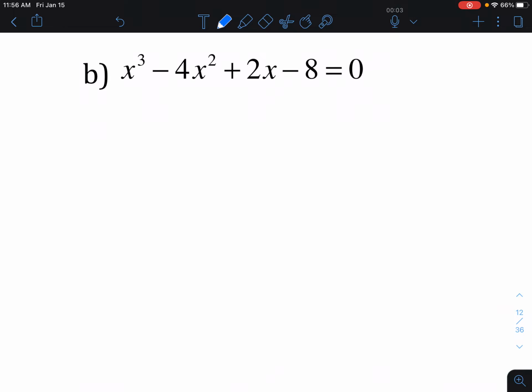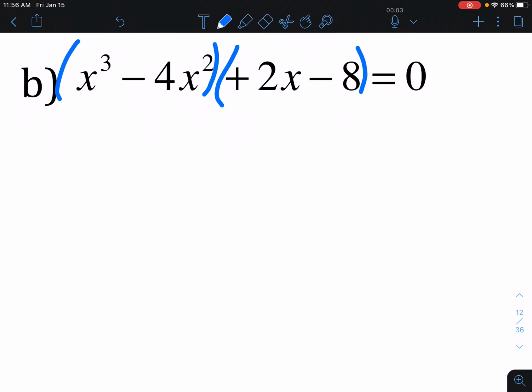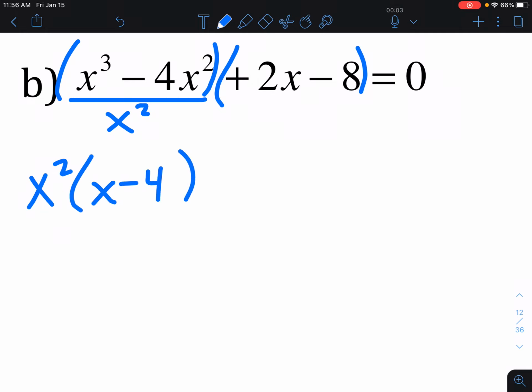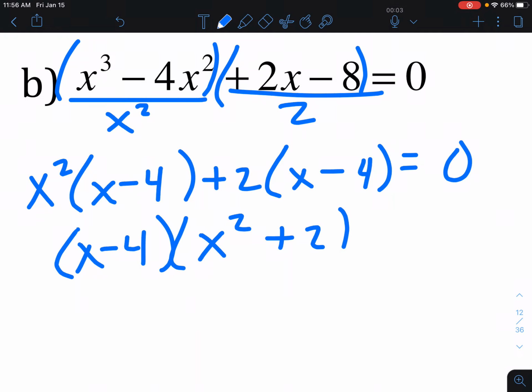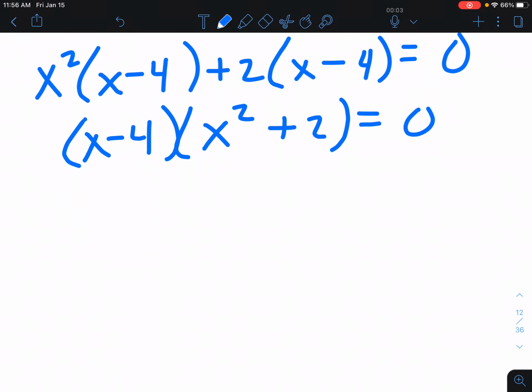Letter B, factor by grouping, 2 groups. GCF of the first group is x to the second. So that'll be x minus 4 after dividing. GCF of the second group is just 2, so plus 2. That'll be 1x minus 4. They match, so let's rearrange them. We got x minus 4, and we have x squared plus 2. So the x squared plus 2, I cannot factor that any further.